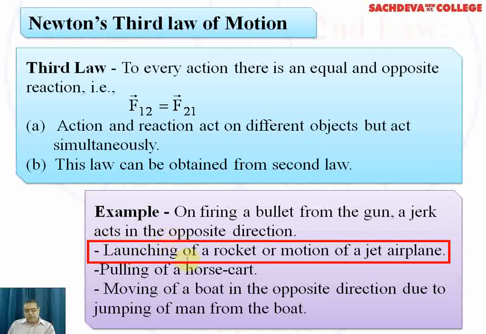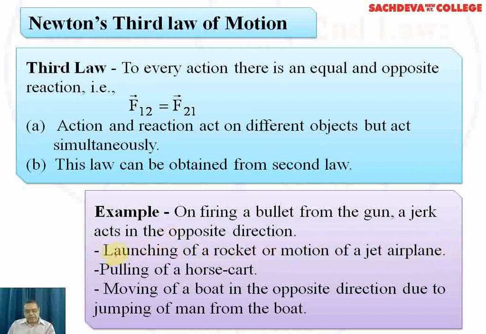Now, launching of a rocket or motion of a jet airplane is also an example of the third law of motion, because while launching the rocket, the fuel is burned, fuel comes out, and the rocket moves forward. So the action is fuel coming out, and the reaction is the rocket moving in the direction opposite to the ejection of fuel. Similarly, in the jet airplane, gases move backward, they are ejected from a nozzle at the back of the airplane, and the airplane moves forward.